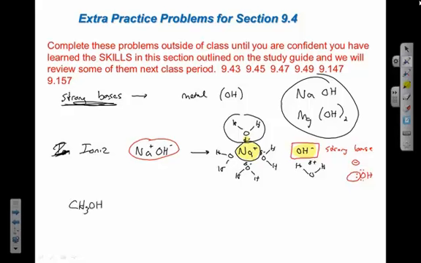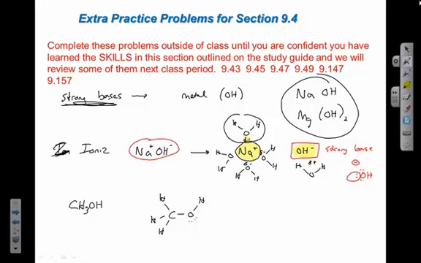Would you consider that to be a strong base? No, because if you look at the Lewis structure, since the carbon is sharing electrons with the oxygen and not the metal, the carbon is a nonmetal and it's much more willing to share.